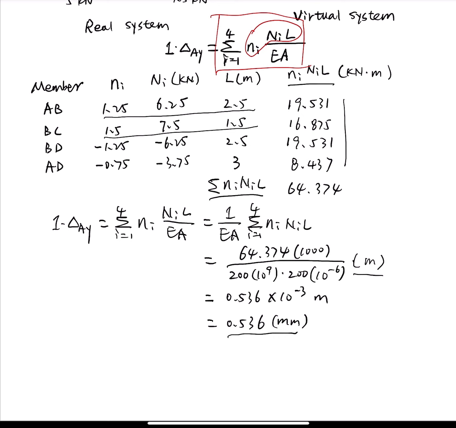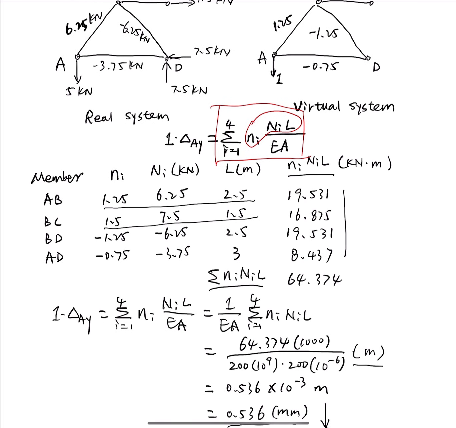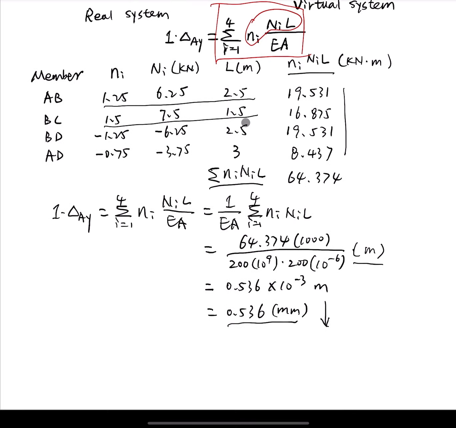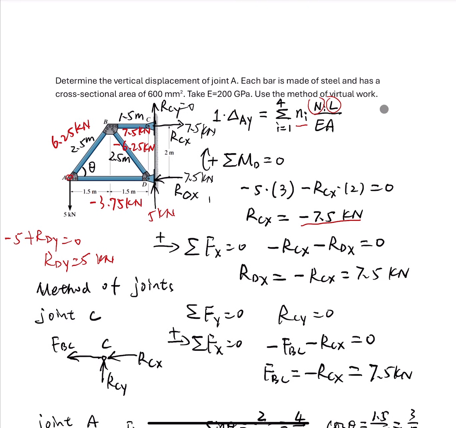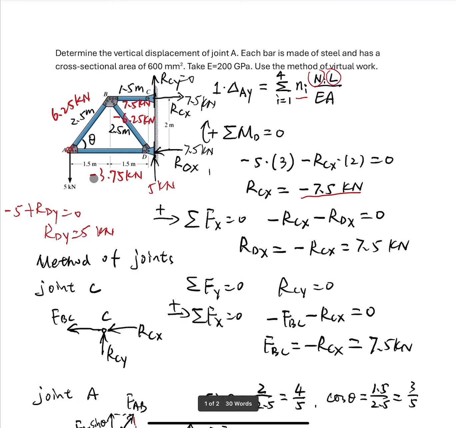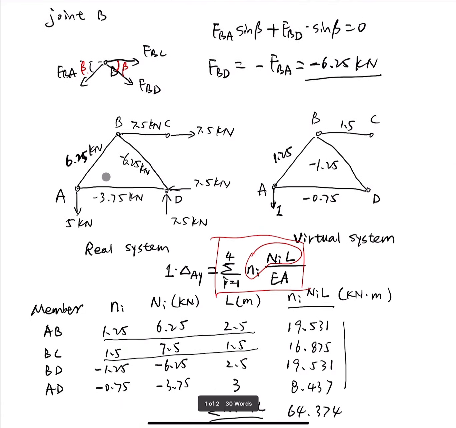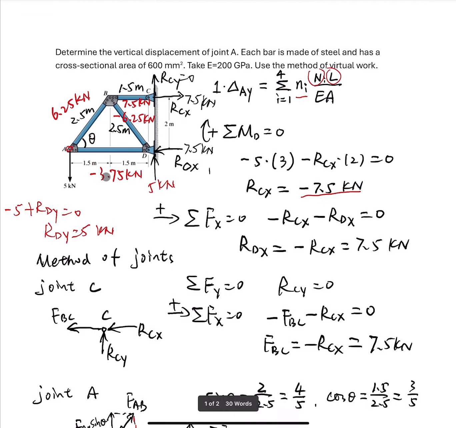Because this is positive, that means our assumption on the direction of the displacement is correct. What is our assumption? We assume the displacement direction is downwards, because we applied the unit load 1 going downwards. So delta AY is equal to this value and the direction is downwards. So this is the whole procedure of using the method of virtual work to calculate the displacement of joint A in the vertical direction. Okay, so that's all. Thank you very much.